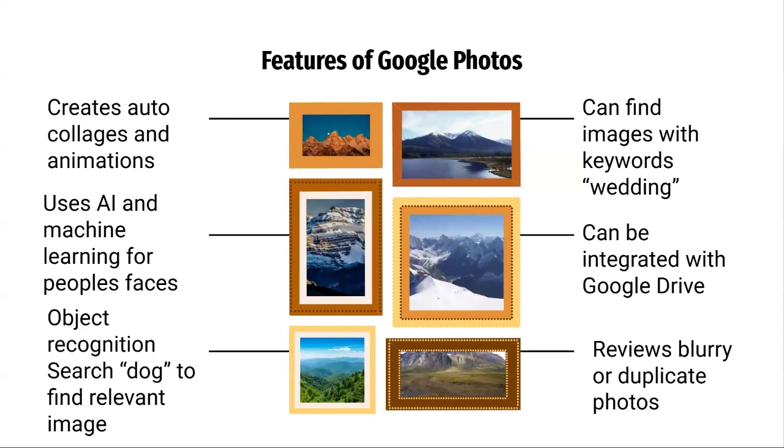Google Photos can be integrated with Google Drive. Object recognition is also implemented, which also uses AI. So if you search for dog, any images that have a dog in them will show up at the top. And it also automatically reviews blurry or duplicate photos and asks you if you want to keep those or delete them.